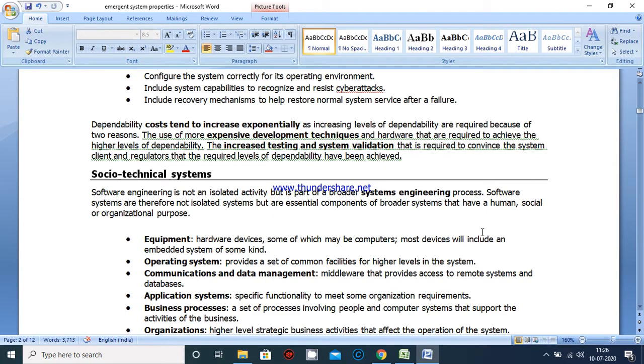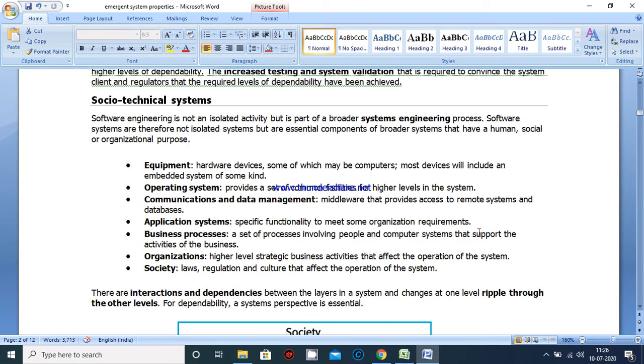Socio-technical systems. Software engineering is not an isolated activity, but is part of a broader systems engineering process. Software systems are therefore not isolated systems, but are essential components of broader systems that have a human, social, or organizational purpose.